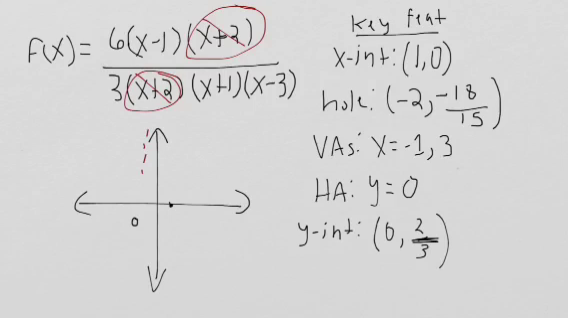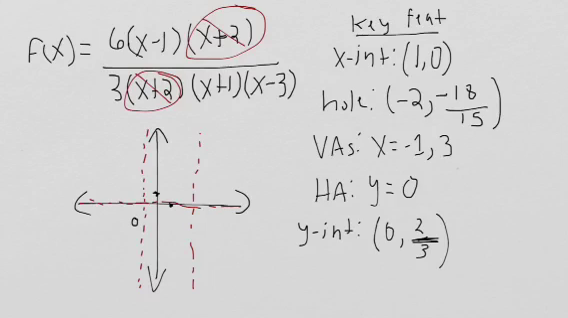-1 and then 3. Okay, horizontal asymptote is on the x-axis at y equals 0. Okay, and then the y-intercept is at (0, 2/3), a little bit less than 1. Okay, we'll just say that's about right there. That's fine. Okay, so all of our key features are on the axes now.